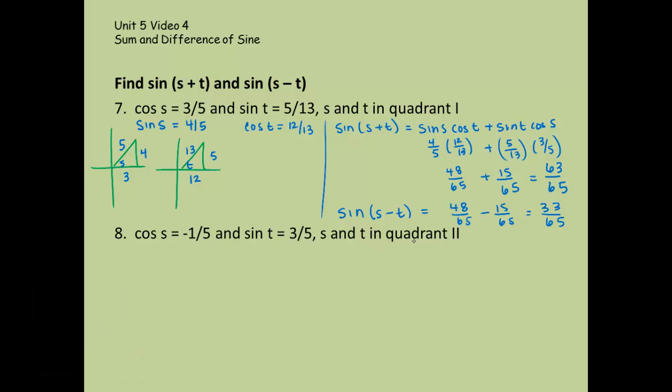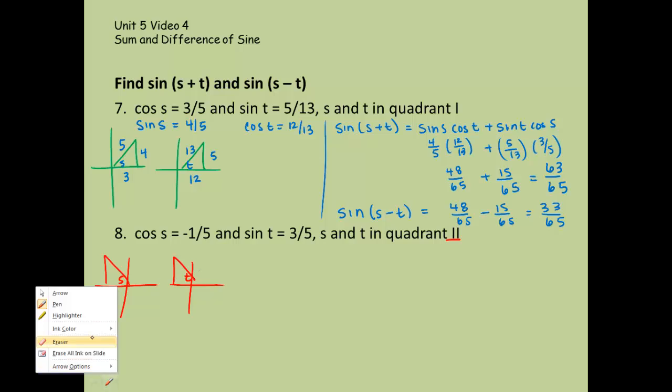So in this case, because they're both located here in quadrant 2, I'm going to draw my two pictures where both angles are located in quadrant 2. And this is angle S, and then we'll have angle T on this side. So that makes the cosine of S, it says that it's -1 over 5, and I'll have to use the Pythagorean theorem to find out my missing side because this is not a triangle triple.